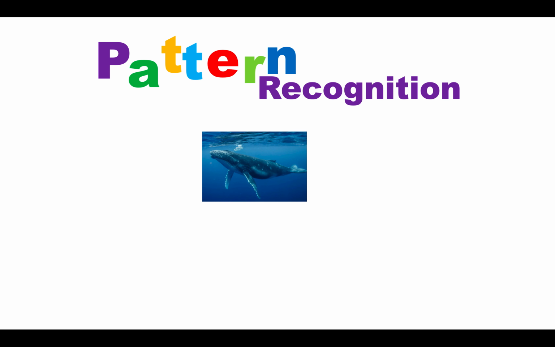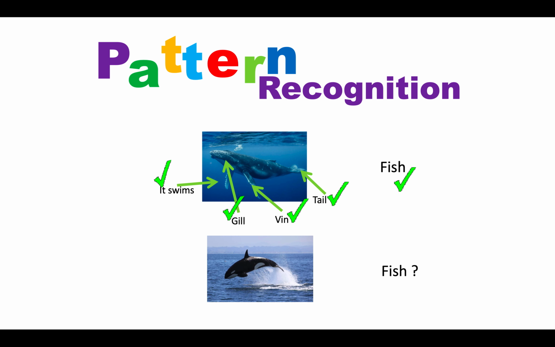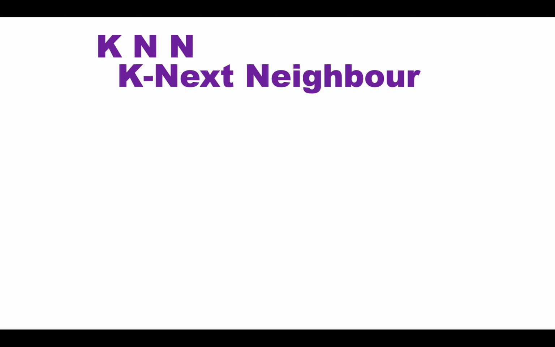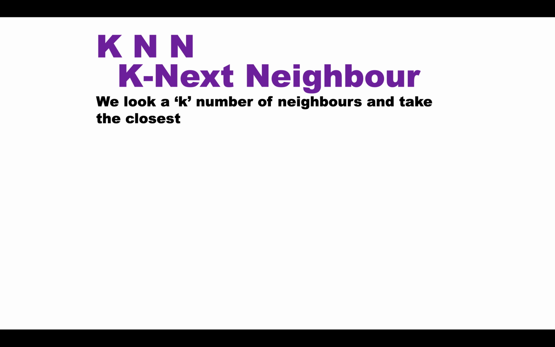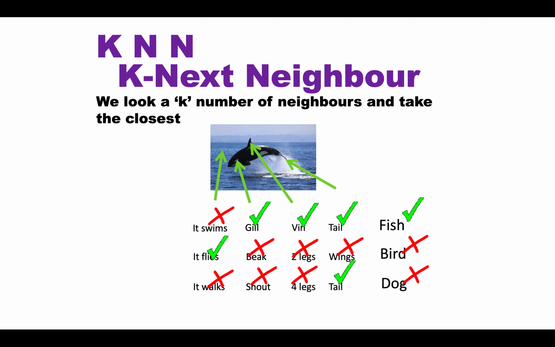So, if we do pattern recognition, what is this? It's got a tail, it's got a fin, gills, and it swims. So it must be a fish. Now the question is, what is this? Actually, is this a fish? Well, it doesn't swim, but it does have gills, a fin, and a tail. So, what is it? What we actually do is called KNN, K nearest neighbors. So you look at the closest K number of neighbors and take the closest. So for instance, this was a fish because although it doesn't swim, it does have a gill, a fin, and a tail.